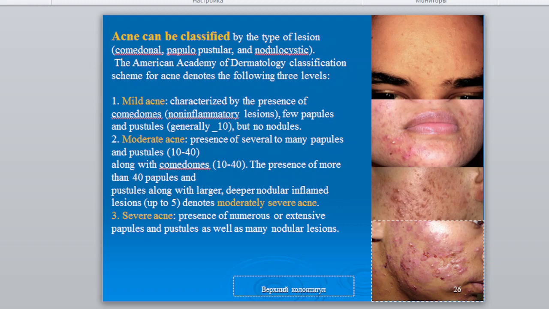2. Moderate acne: presence of several to many papules and pustules, 10-40, along with comedones, 10-40. The presence of more than 40 papules and pustules along with larger, deeper nodular inflamed lesions, up to 5, denotes moderately severe acne. 3. Severe acne: presence of numerous or extensive papules and pustules, as well as many nodular lesions.